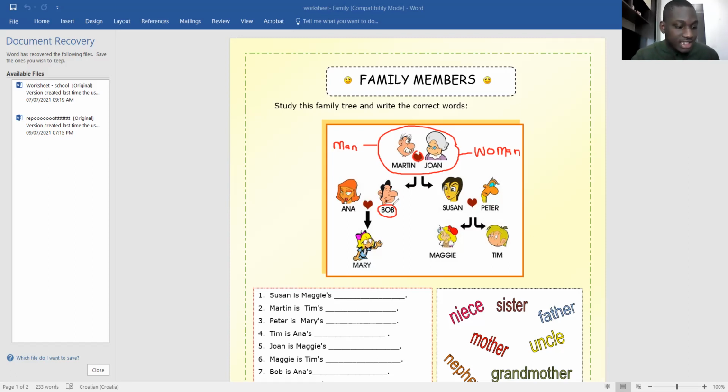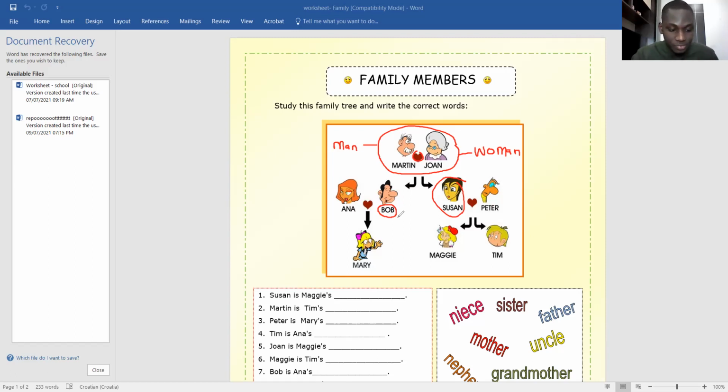Son, what is son in Thai? Son, look chai. So Martin and Joan have a son, Bob. This is the family tree, right? Look chai, Bob, B-O-B. And they also have a daughter, called Susan, S-U-S-A-N.